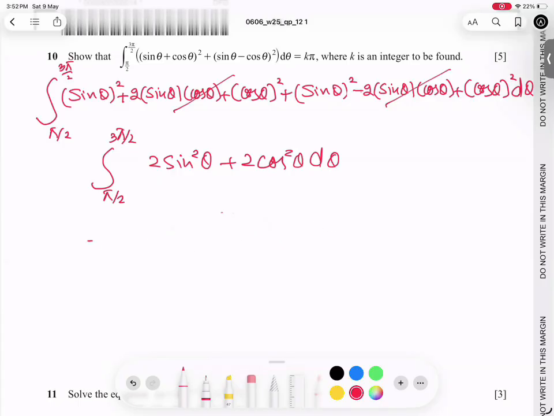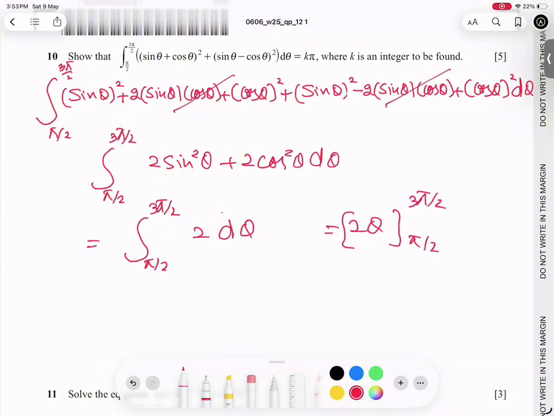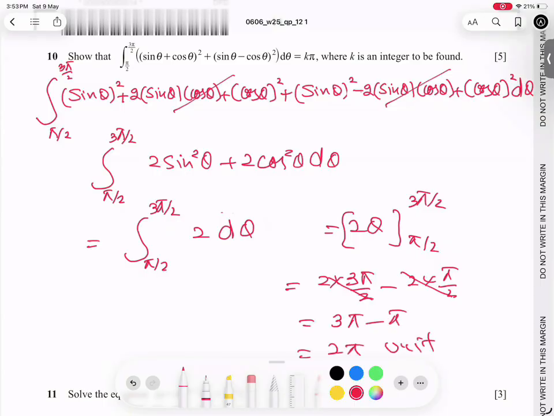It means this is equal to what? 2. And the integration of 2 is 2 theta. The limits are very clear, pi by 2 to 3 pi by 2, and I'm going to plug in one by one. When I plug in 3 pi by 2, upper limit done, minus pi by 2, lower limit done. This cancels out. So I'm getting here 2 pi unit square, because it will always give us area. I hope this part is clear.